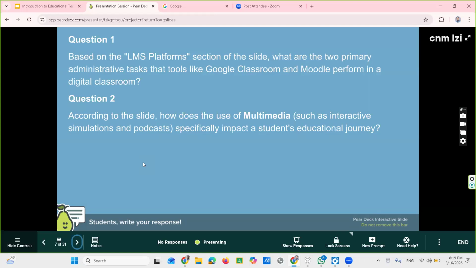Based on the LMS platform section of the slide, what are the two primary administrative tasks that tools like Google Classroom and Moodle perform in the digital classroom?